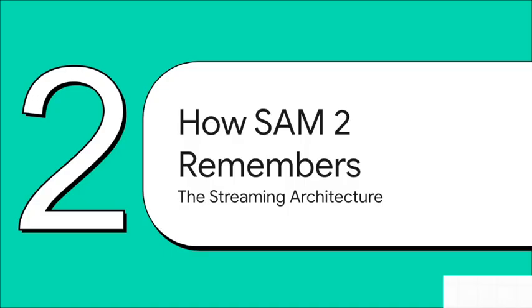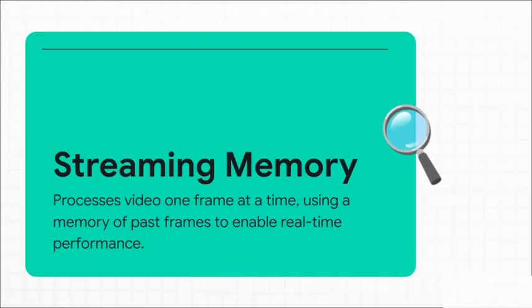Okay, so the secret sauce behind SAM-2's ability to handle video is its streaming architecture. It's built to process a video just like you and I would watch it, one frame at a time. But the real key here is that it remembers what it's already seen. You can think of this streaming memory architecture as the model's short-term memory. As each new frame comes in, the model doesn't just look at that one frame by itself. It actually looks back into its memory of the previous frames to understand the context, the motion, and to make sure it's still tracking the same object. This is what allows it to be both incredibly accurate and fast enough to run in real time.